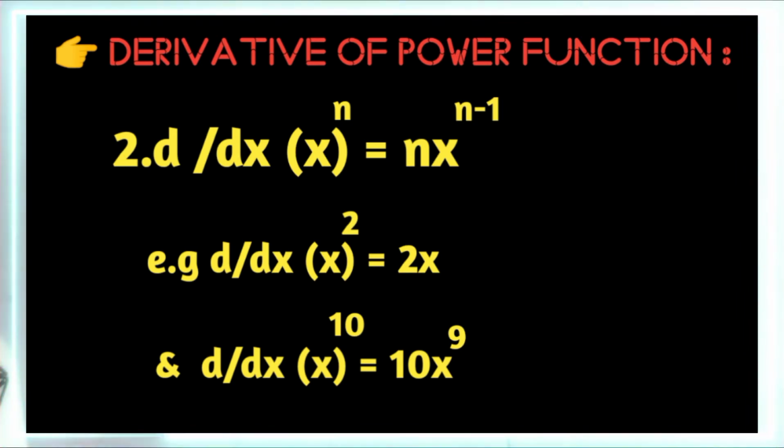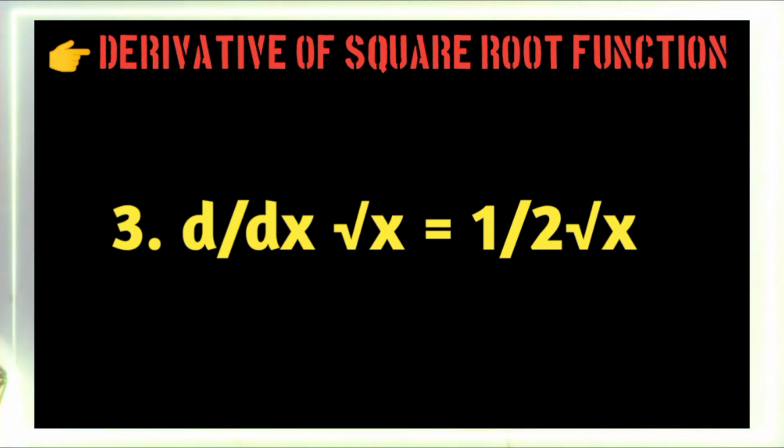Now in second example, suppose we are given x to the power 10. Now in x to the power 10, if we apply the power function, we get 10 into x to the power 10 minus 1, that is 9. So derivative of x to the power 10 is always 10x to the power 9, etc. Now next, very important function, that is square root function. So derivative of root x is always 1 upon 2 root x. Remember this student, it is a very useful formula.